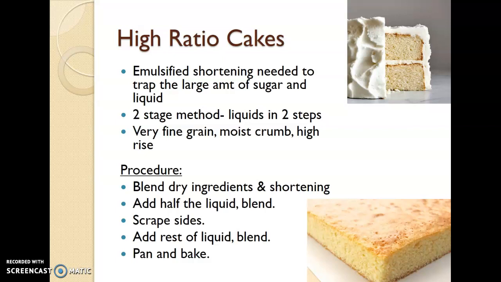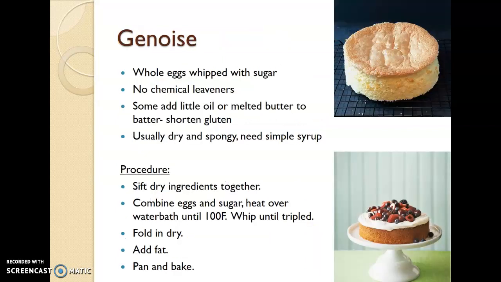We're going to pan it and then bake it, just as with the pound cake before. Moving into our egg foam cakes, we'll start with our Jinhua. A Jinhua incorporates whole eggs together. You add some of the sugar in with those eggs. It helps to stabilize and allow it to incorporate a good bit of air.